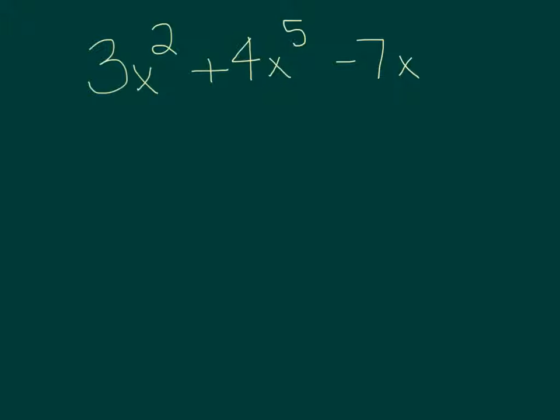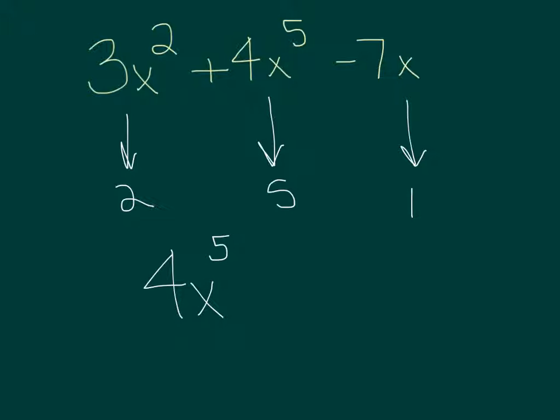So let's look at this example together. We are working on writing this example in standard form. So we have 3x squared plus 4x to the fifth minus 7x. And so you want to look at the degrees of each term. This degree is 2, this degree is 5, and this degree would be 1. So we're going to put the 4x to the fifth at the beginning, the plus 3x squared, and then the minus 7x.